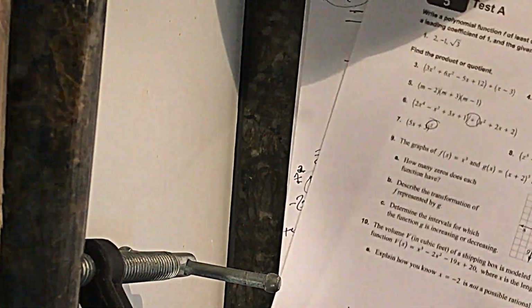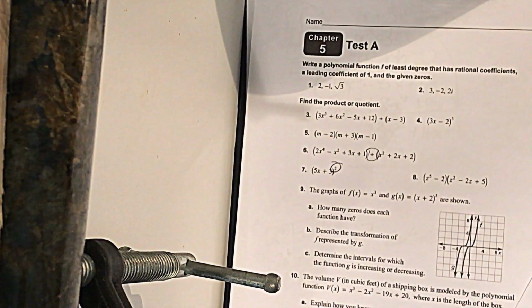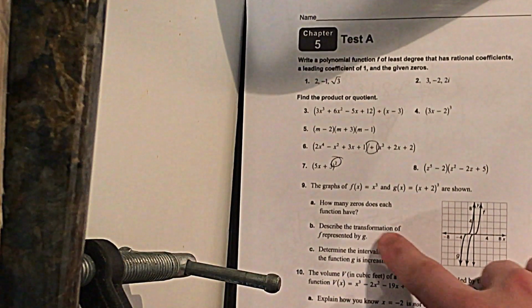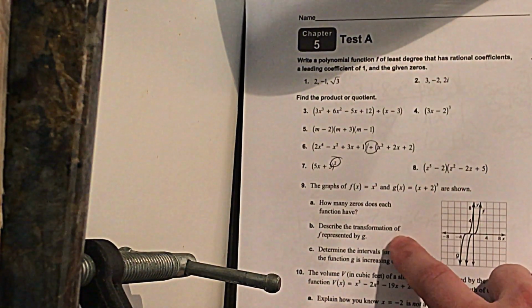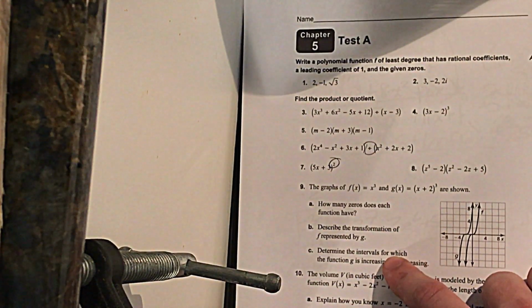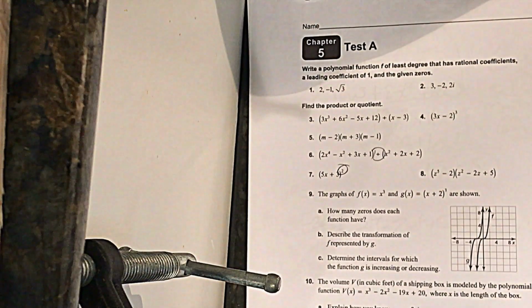All right, next up, let's check out number 9. Number 9 says the graphs of the two functions are shown here. X cubed and x plus 2 cubed. How many zeros? Describe the transformations. Determine the intervals. Okay.